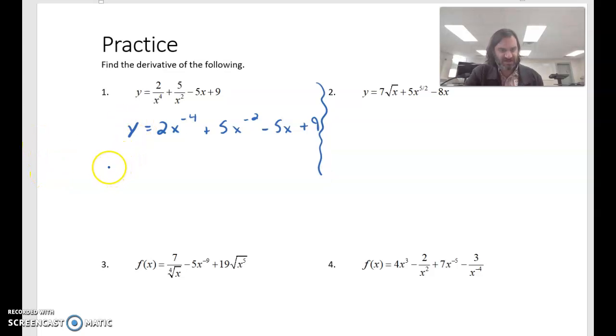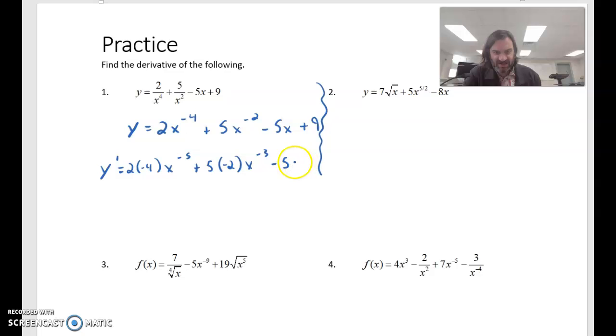So now we're going to apply the power rule. So y prime will be 2 times negative 4 x to the negative 5, and we'll go ahead and subtract 1, plus 5 times negative 2 x to the negative 3 minus 5, and that'll be times 1 times x to the 0, plus 0 from the 9.